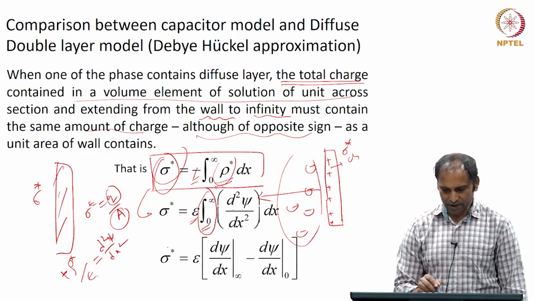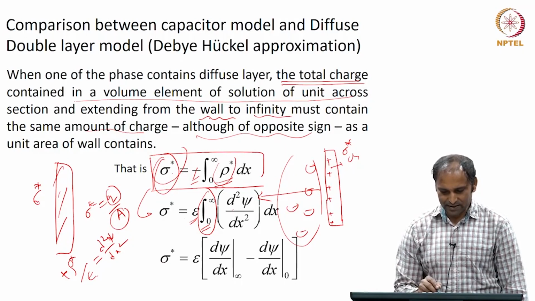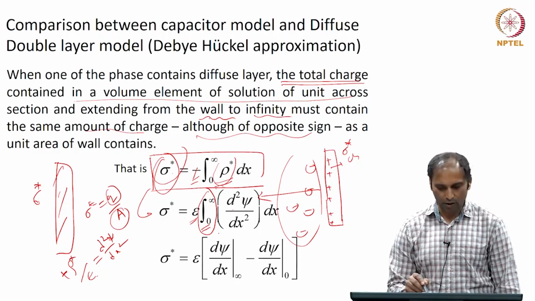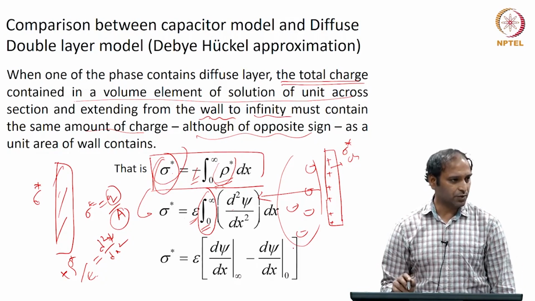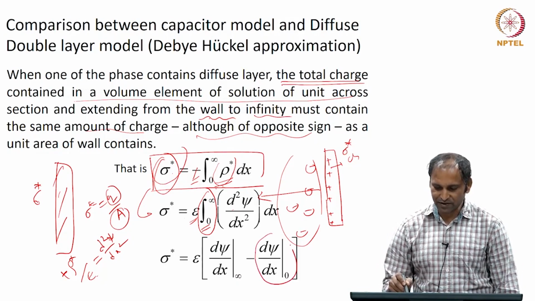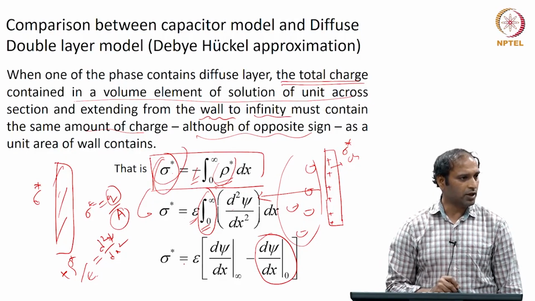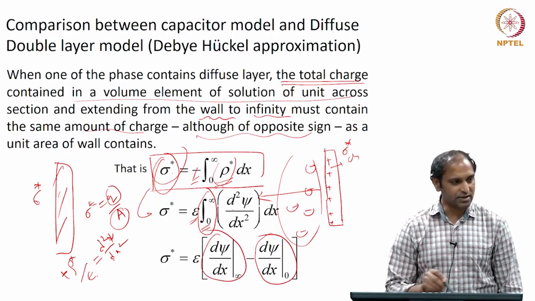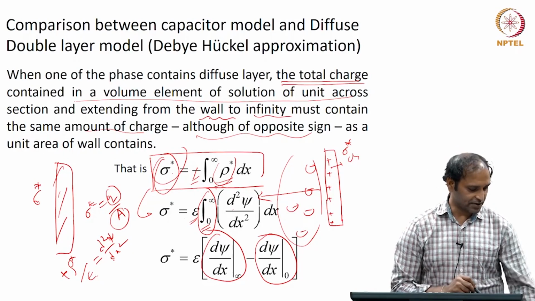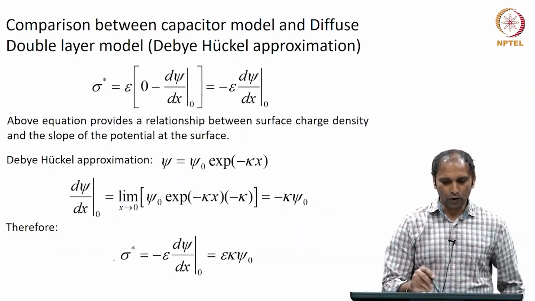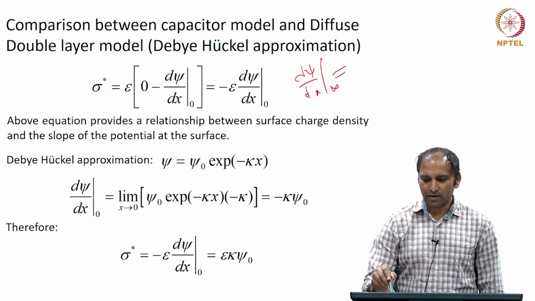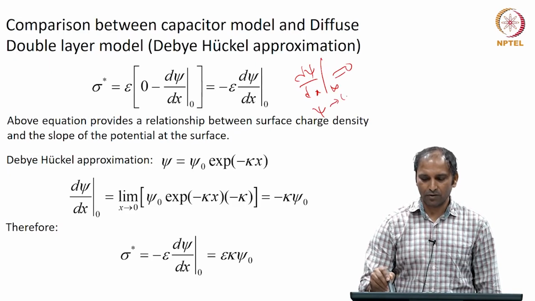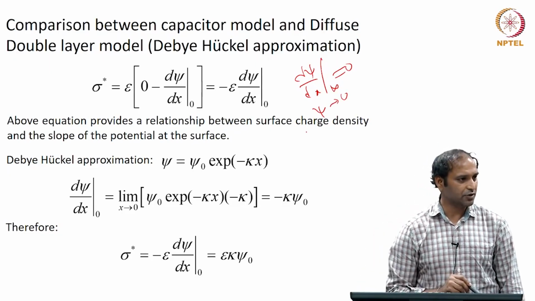Therefore, if I integrate this, I can write sigma star is equal to epsilon into d psi by dx at infinity minus d psi by dx at 0. That is at the surface of the charged body, and that is at a distance very far away from the charged surface. And we know that d psi by dx at infinity is going to be 0, because we know that psi itself is 0 at x is equal to infinity.